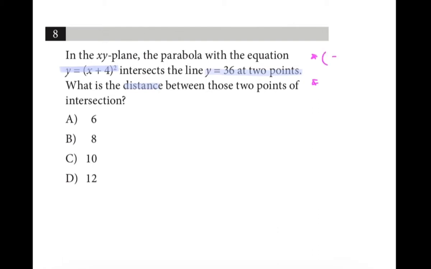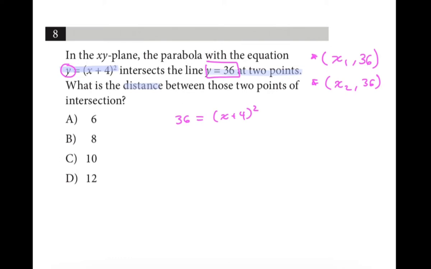So we would have x1 with a y that is equal to 36 and another x, x2, with a y that is also 36. So we need to find out what is the distance between those 2 points. Let's start off by trying to find the x values. To do that, let's replace the y in the parabola equation by the y here. So it would be 36 equals (x + 4) squared.